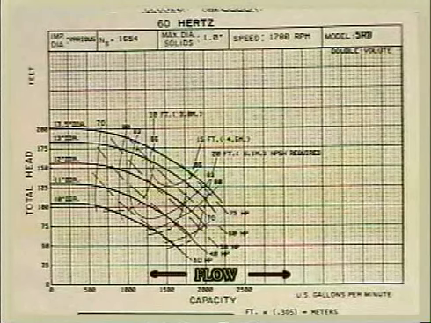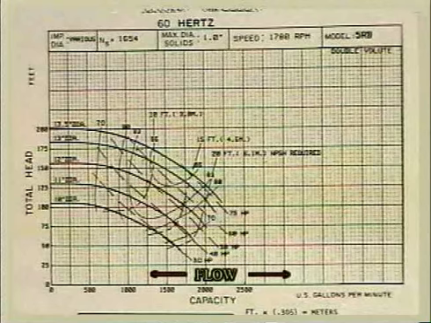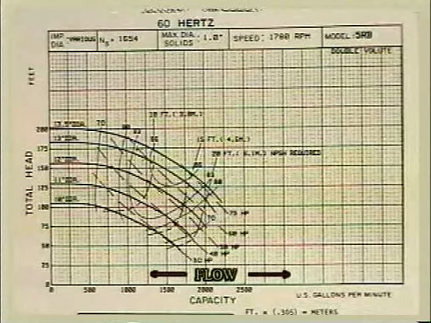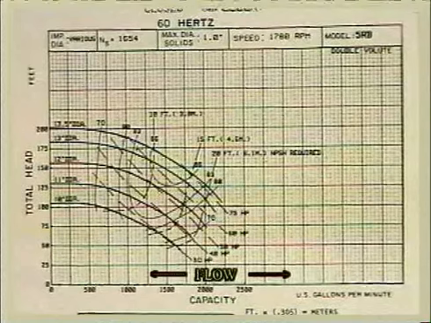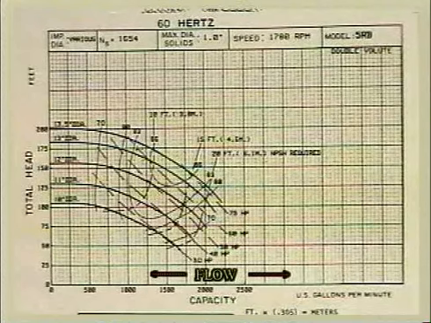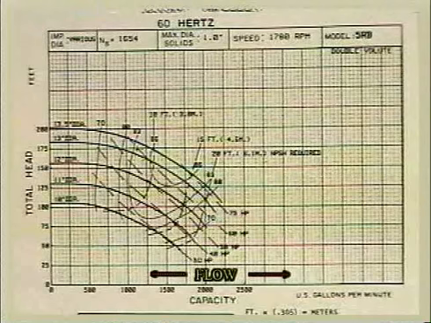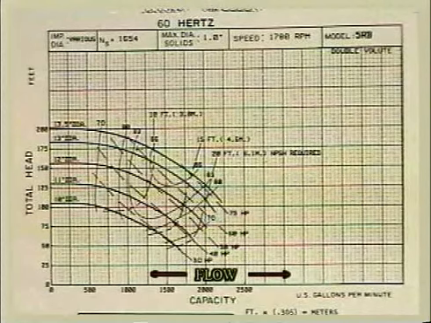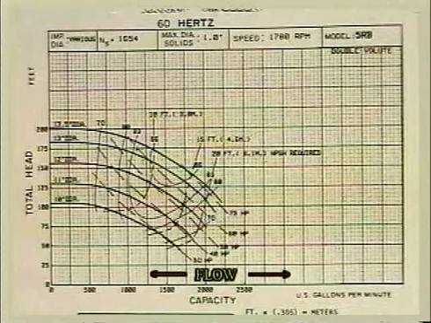First thing is flow. Well, here's the flow. Down here along the bottom, they call it capacity in US gallons per minute. Not cubic meters per second, not Canadian gallons per minute. This is US gallons per minute.